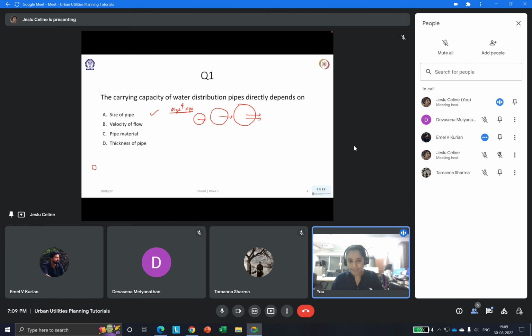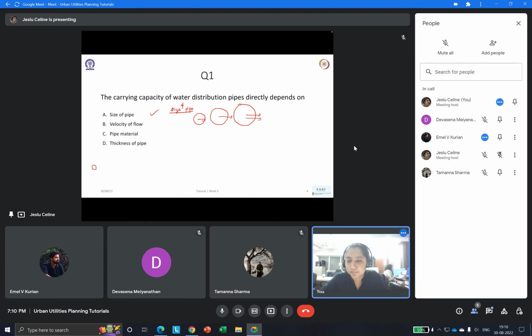Yes. Okay. That point is very valid. You're trying to relate the size of the pipe and flow rate. That is correct. But the question here asks about the carrying capacity of a water distribution system, and all these factors are given. So your logic about how the size of the pipe and flow rate varies is right. But when the velocity of flow increases, the distribution system will also be able to transmit more water. So as the velocity of flow increases, the carrying capacity of the distribution system that we design for will also increase, right?